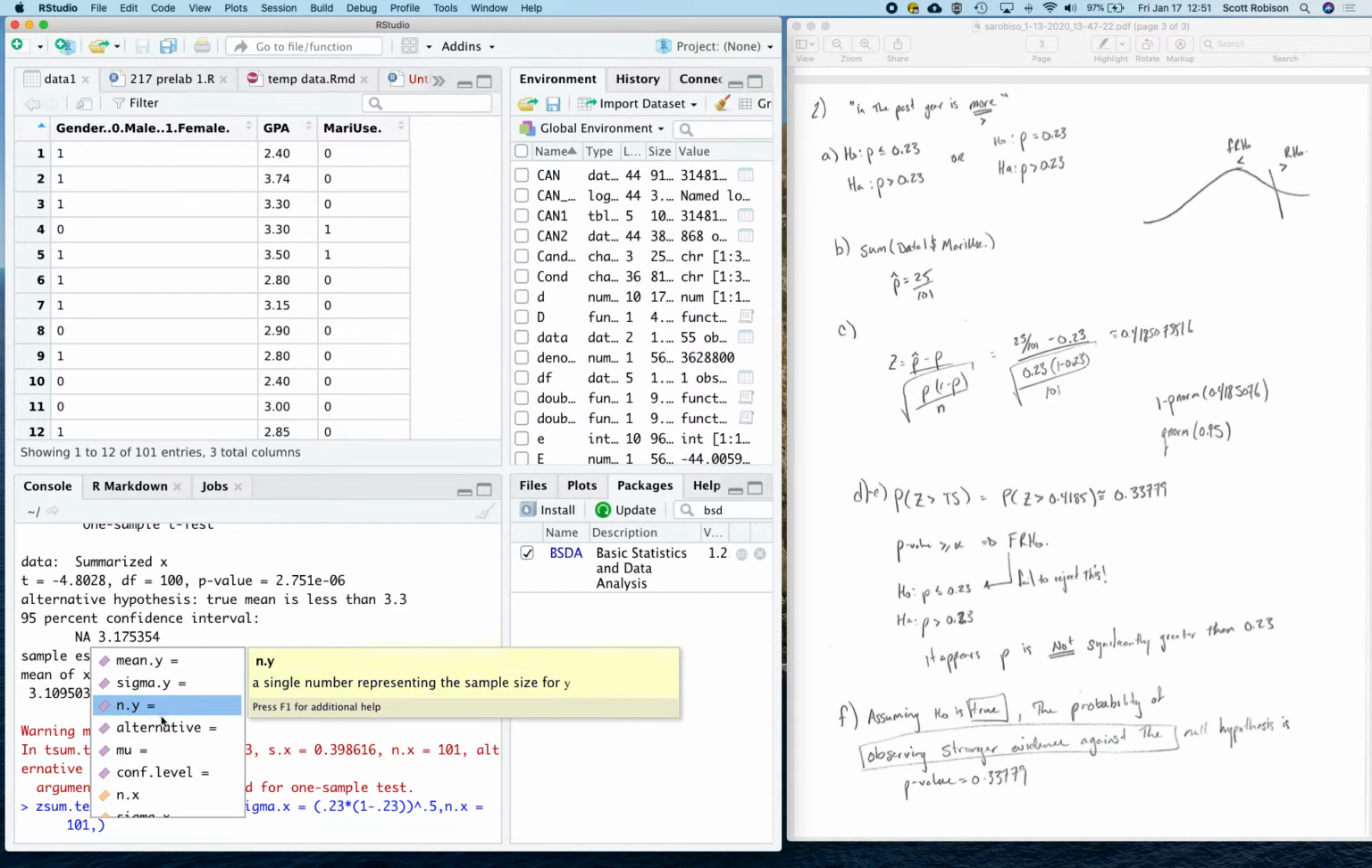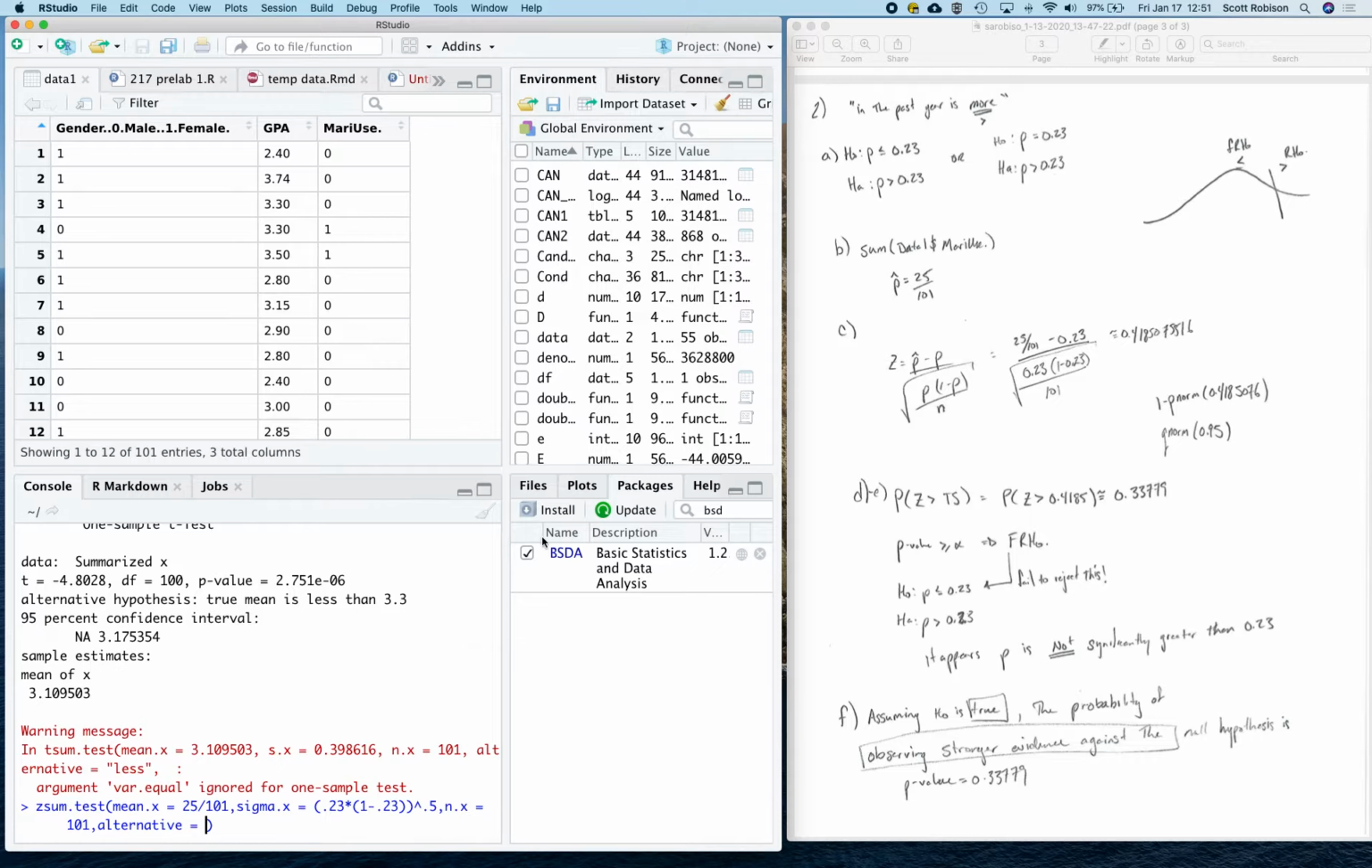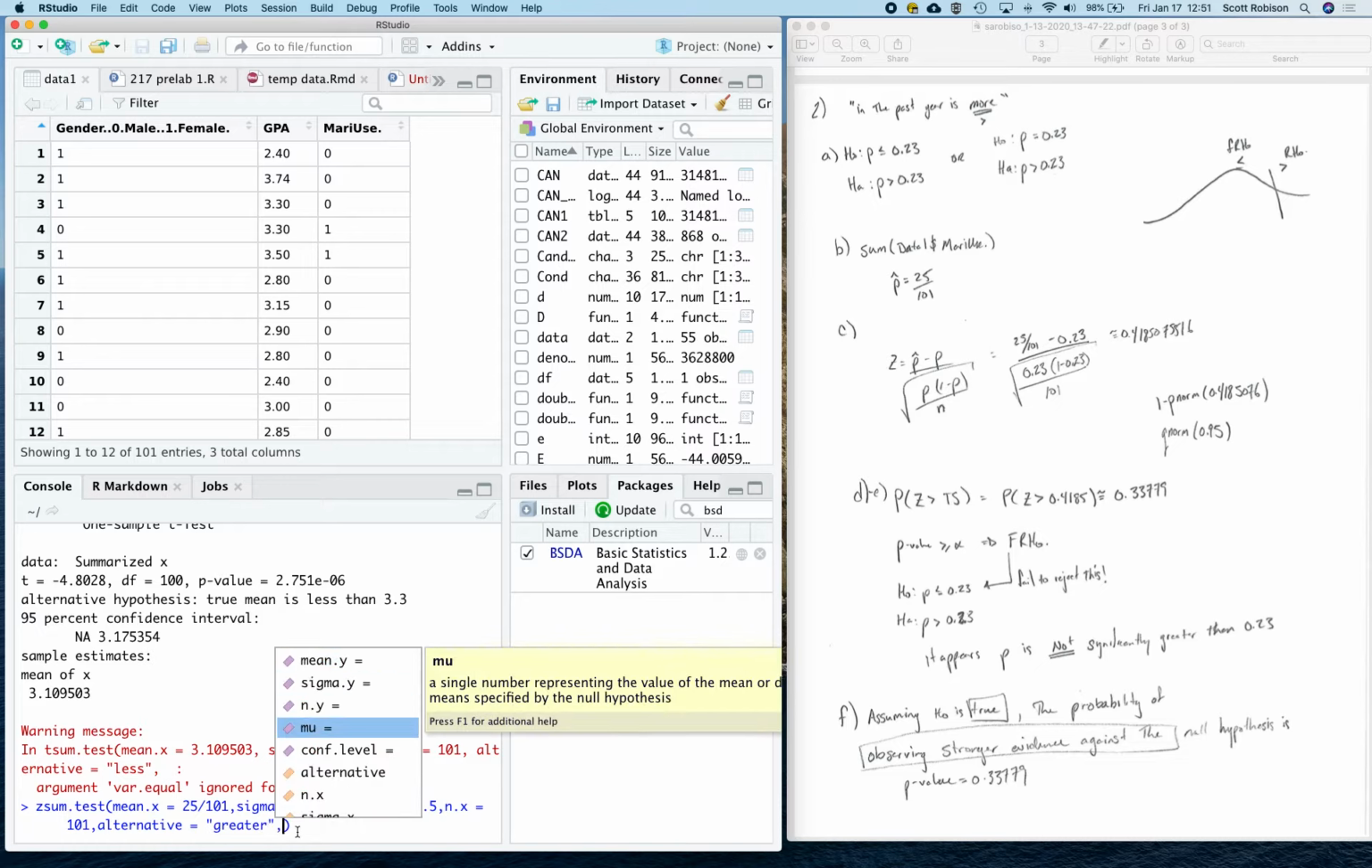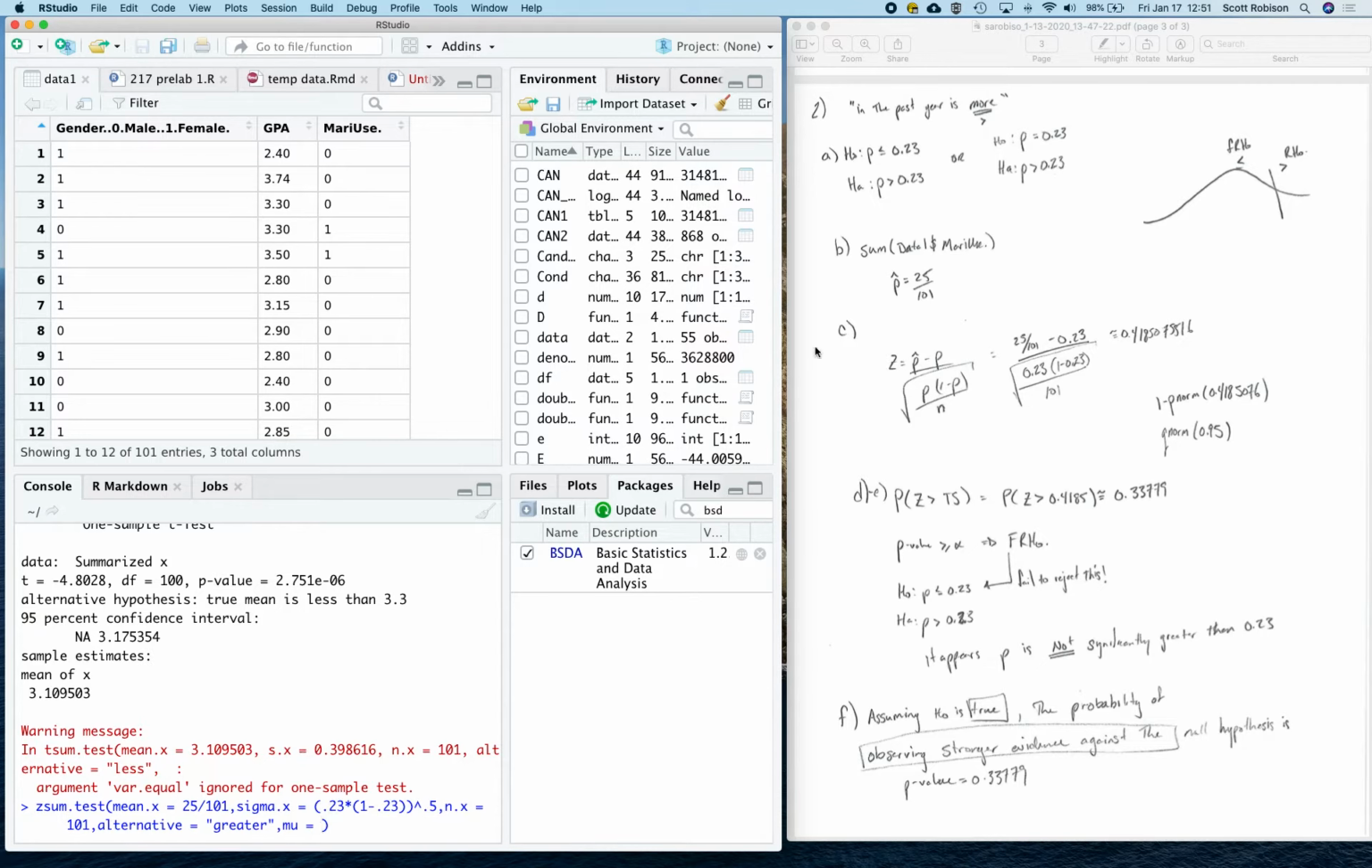I still need to put in the alternative sign. So again, the possibilities are, if you have a two-tailed test, I would put in the value two-sided, like that. If I had a less than test in the alternative, I would put in the word less. In this case, I actually have a greater than sign in the alternative hypothesis, so I'm going to put in the word greater. Comma, tab, here where mu is, this is where I need to tell R what the hypothesized proportion is, which happens to be 0.23.